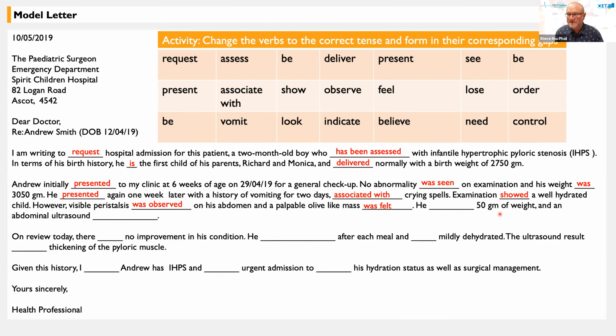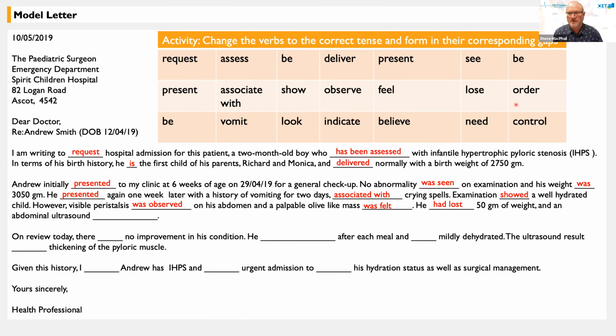He's something 50 grams of weight. We've got the word lose. I want to be careful here, everyone. He what? Now I'm going to use past perfect here, everyone, because this is a past consultation. Wow, Ted got it. He had lost. And Bridget and Cho, he had lost 50 grams of weight and an abdominal ultrasound.